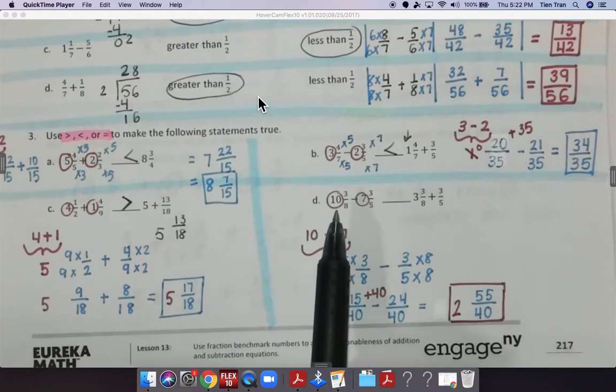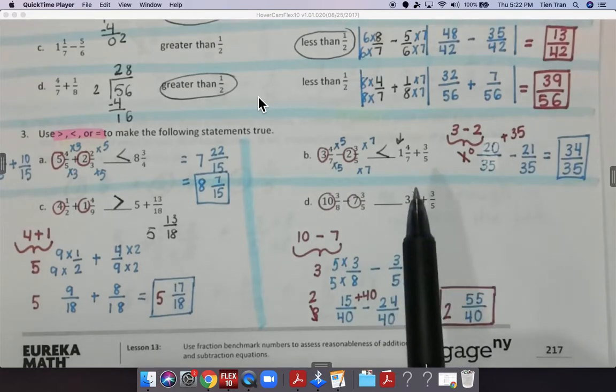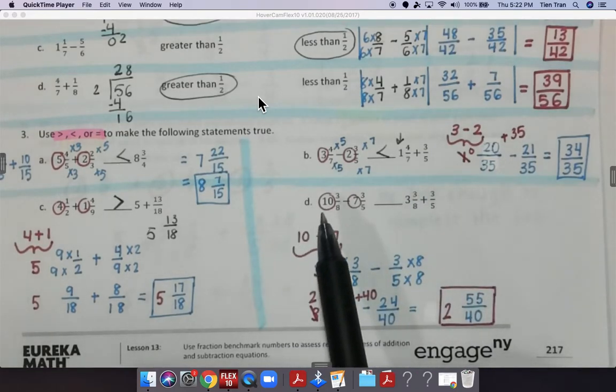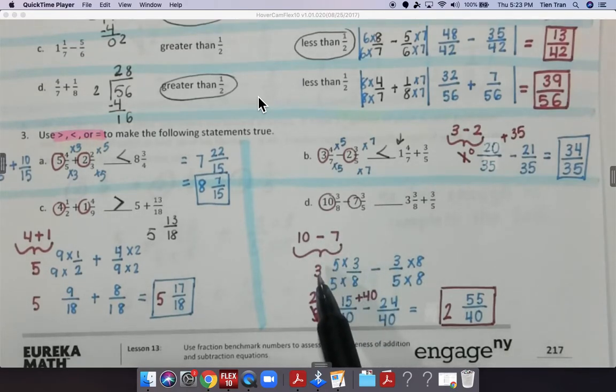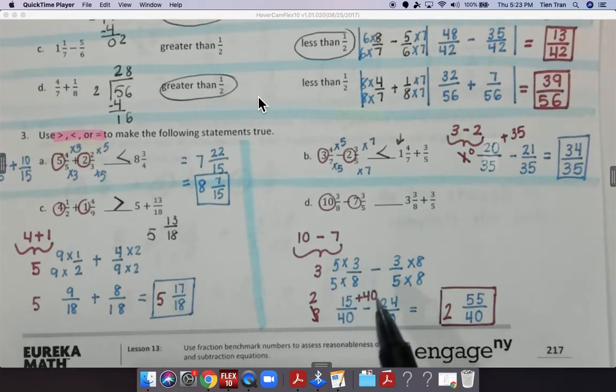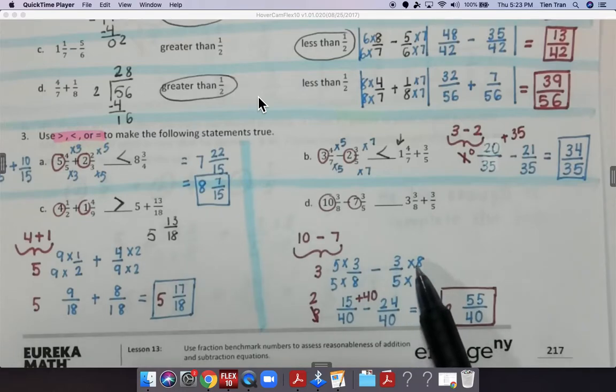On this side for problem D, we have 10 and 3/8 minus 7 and 3/5, and I'm comparing it to 3 and 3/8 plus 3/5. So first, I am subtracting the whole numbers, 10 minus 7. 10 minus 7 is equal to 3, and I'm multiplying times 5 because I need to get 40 as my denominator. 8 times 5 is 40, 3 times 5 is 15, 5 times 8 is 40, 3 times 8 is 24. Now I need to borrow because 15 cannot subtract 24. So I'm borrowing or regrouping.